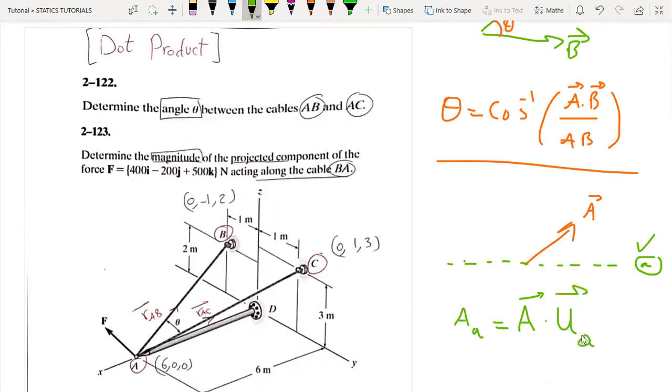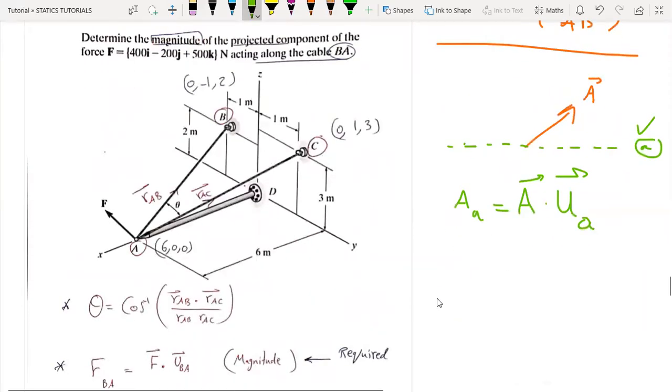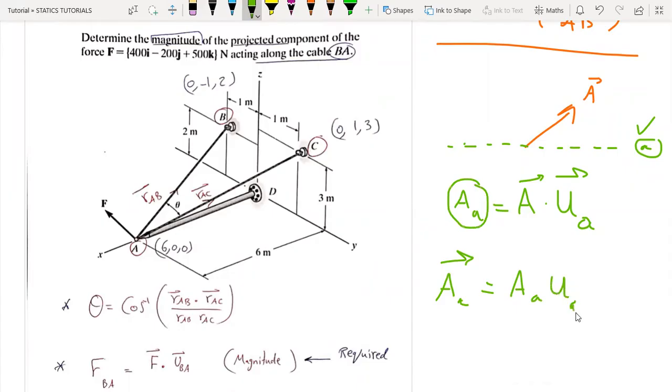But be careful, the result from the dot product is a scalar. So what if it's required to get the answer in vector form? We are going to say the vector A along the axis will be equal to the magnitude that we have found here, multiplied by simply the unit vector of the axis A.